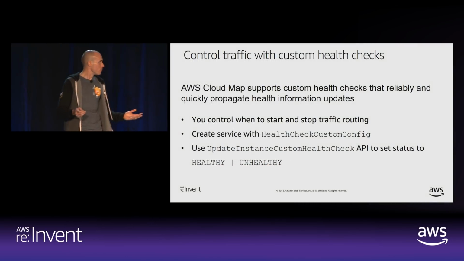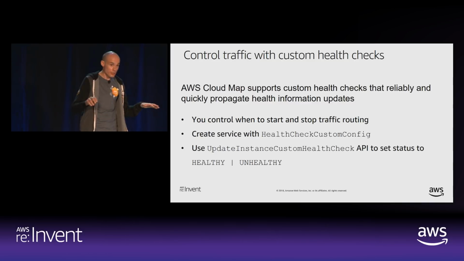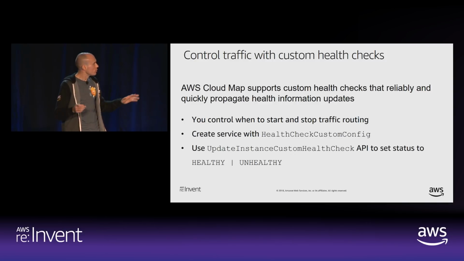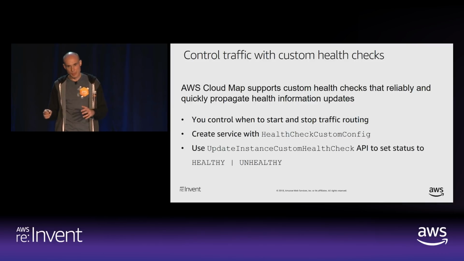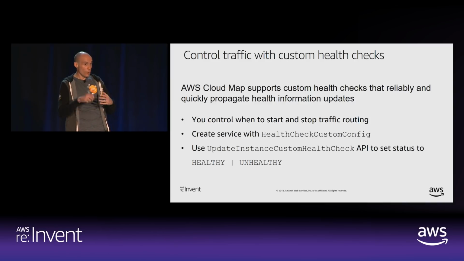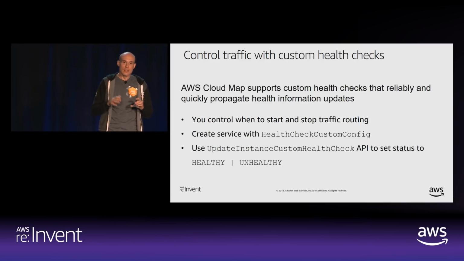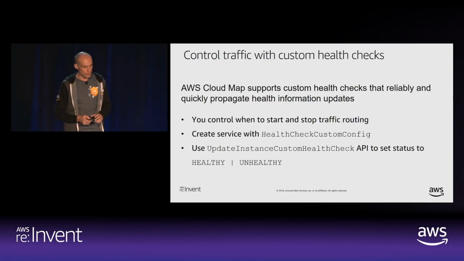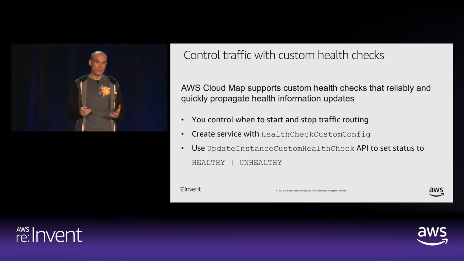So that gives you a way to control your traffic, but we also have custom health checks implemented. It's a kind of cool tool that allows you to start and stop traffic routing to your endpoints at will. So it gives you a reliable propagation of health status to your endpoints. There is no active health checking happening. It's an API that you can call to say this endpoint is healthy or unhealthy. So you really control when you want to start and stop traffic routing.